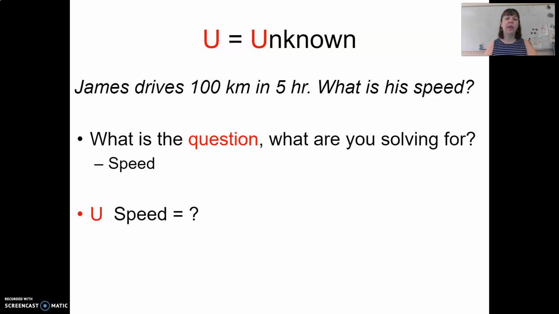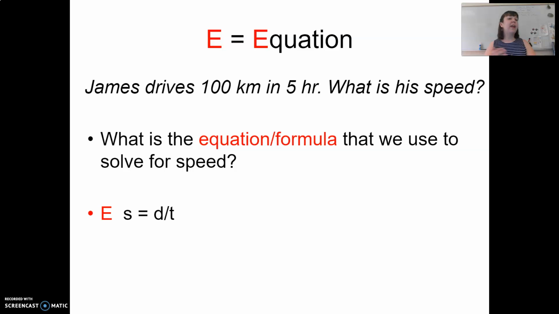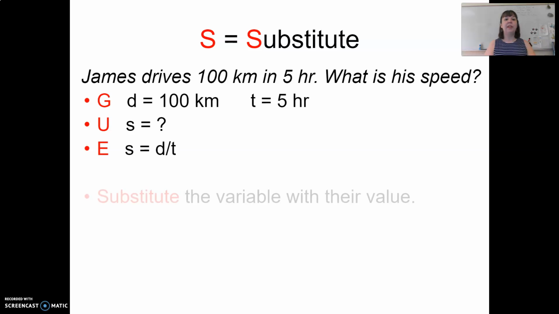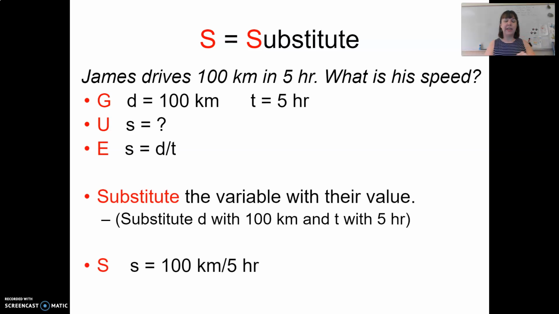What's the unknown? So in this case, it's speed. There's got to be some kind of equation. Now, we haven't learned the equations for motion yet, but I'm going to show you that speed is the distance covered divided by the time that it takes to cover that distance. So speed is distance divided by time. That's our equation. The next thing we do is take our numbers, the 100 and the 5, and sub those in for our D and our T. So we get 100 divided by 5.